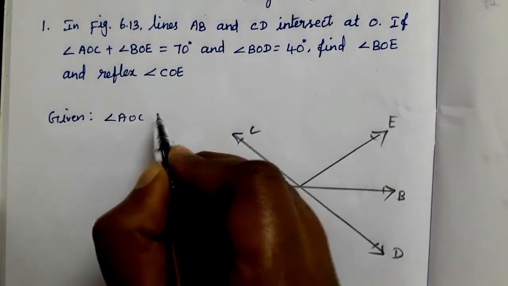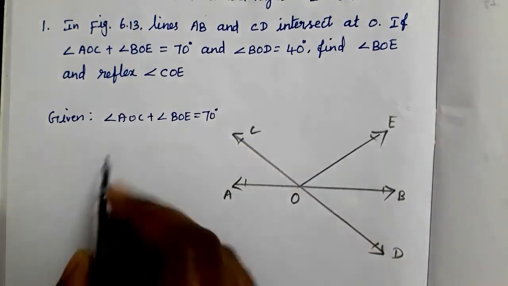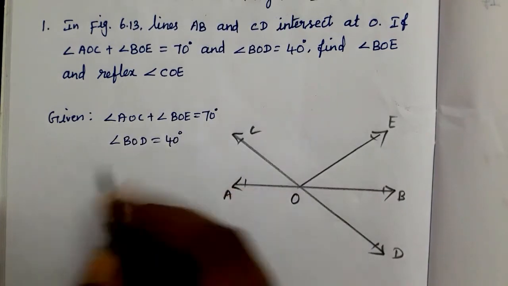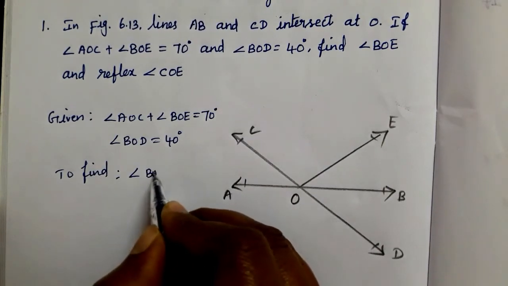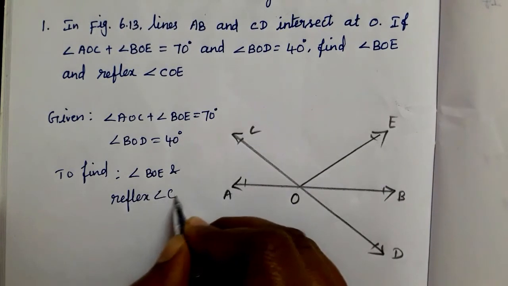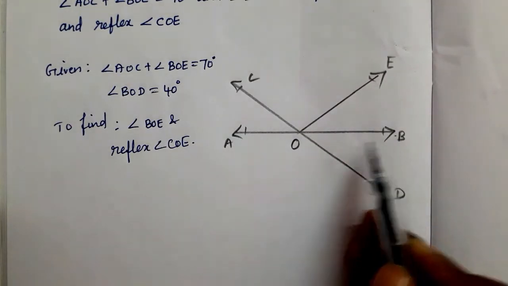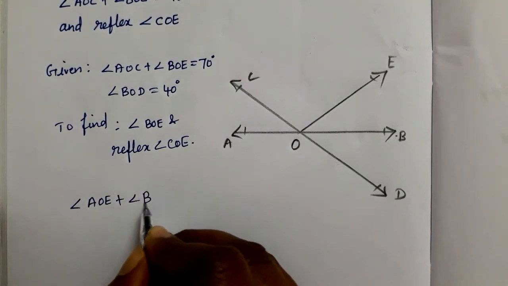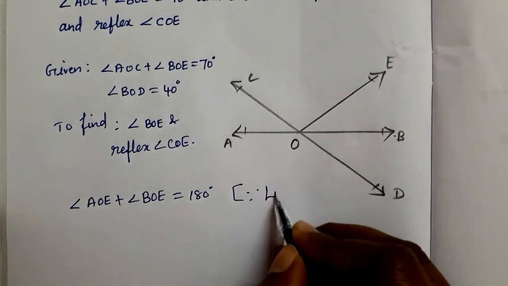angle AOC plus angle BOE equal to 70 degree and angle BOD equal to 40 degree. To find angle BOE and reflex angle COE. This ray OE is standing on line AB. So angle AOE plus angle BOE equal to 180 degree because linear pair of angles.